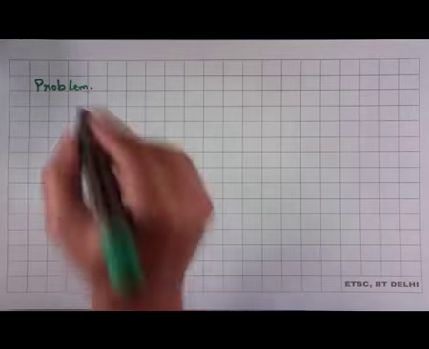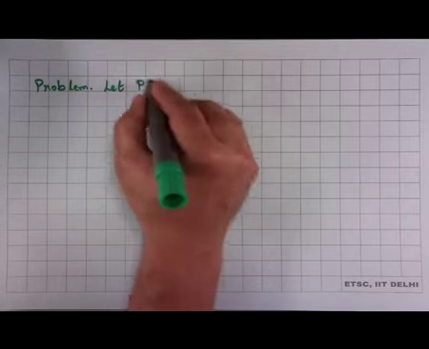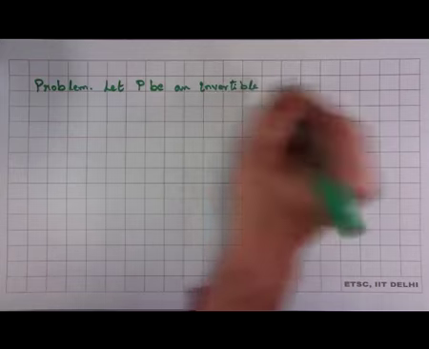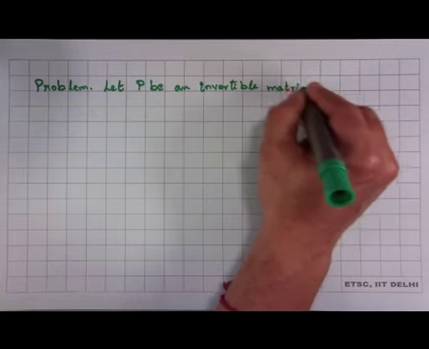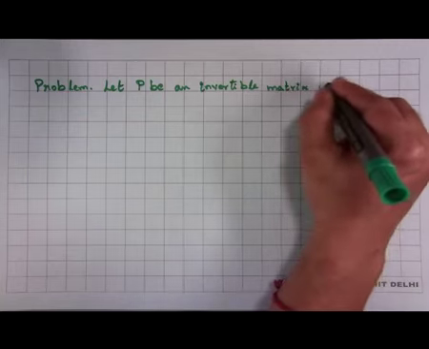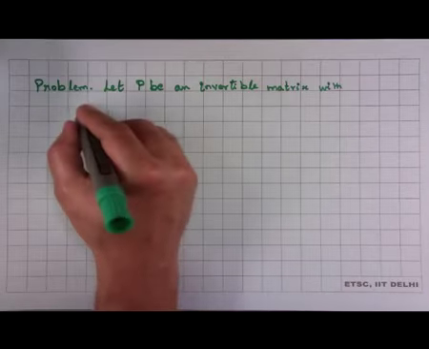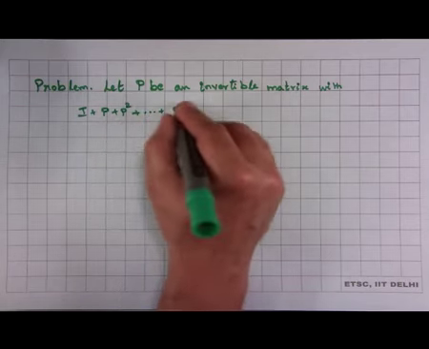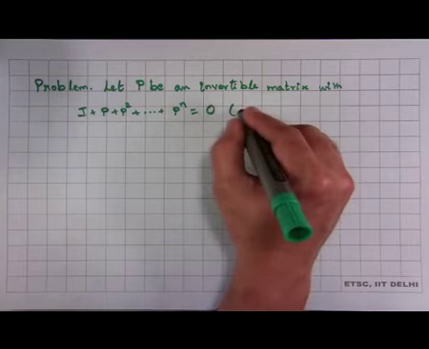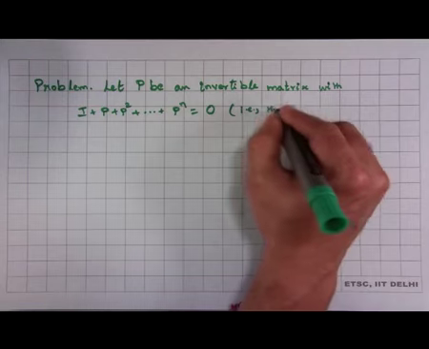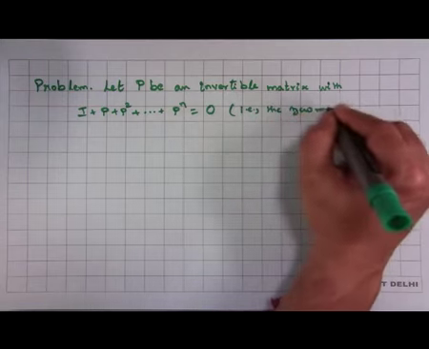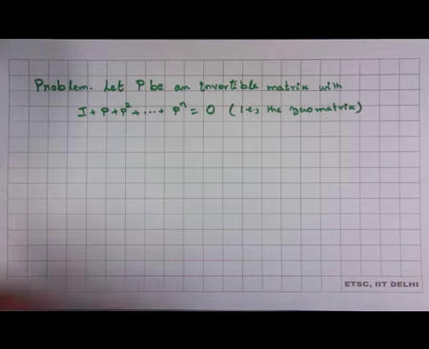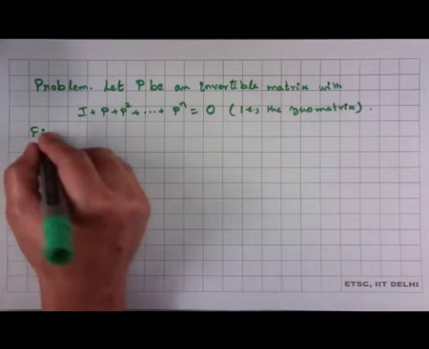First problem, let P be an invertible matrix with I plus P plus P square up to P power n equal to 0, that is, the 0 matrix. So, what is given is that when you add I, P, P square up to P power n, what you get is the 0 matrix. Find P inverse.